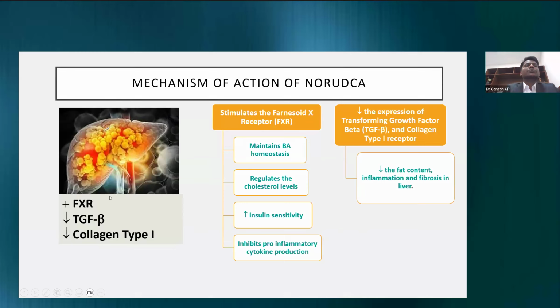It has a positive effect on FXR agonism, reduces transforming growth factor beta, and reduces collagen type 1. By doing this, it regulates cholesterol levels, increases insulin sensitivity, and inhibits pro-inflammatory cytokine production. By this, it reduces the fat content, inflammation, and fibrosis in the liver. This is postulated.